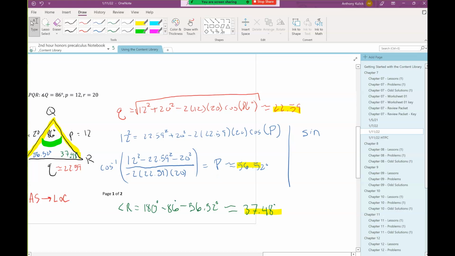I have a different answer in the key also. Oh, yeah, of course I would, because that's not the way we're supposed to do things with the law of cosines. We're supposed to find the... Yeah, we're supposed to do this. So confused.